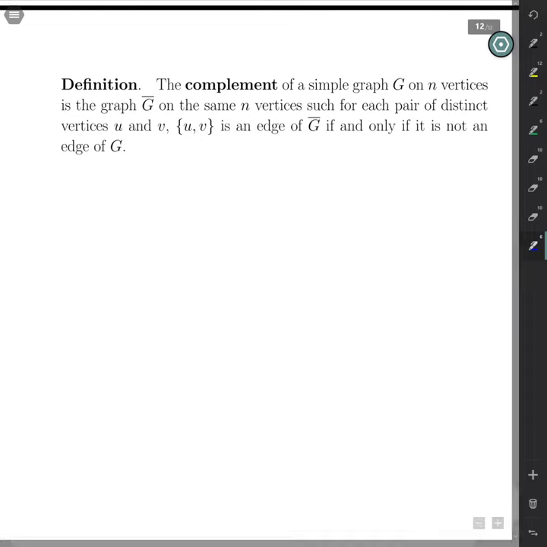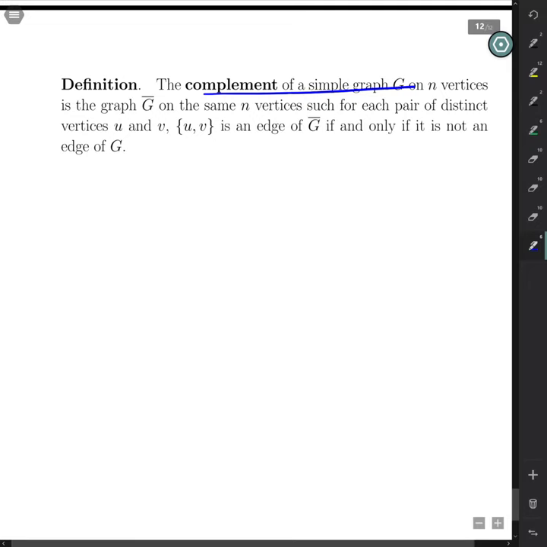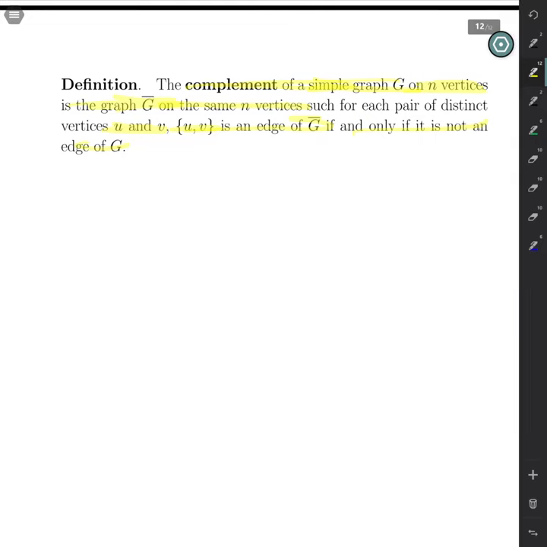So the complement of a simple graph, and we'll just do this for simple graphs here. So I'll try to be real clear when we're just limiting it to a simple graph. On n vertices is a graph that we'll denote by putting a bar over it for complement here. On the very same n vertices, such that for each pair of vertices, UV is an edge in the complement if and only if it's not an edge in G. So what we're doing is we're deleting the edges in G and adding those things that weren't edges in G.